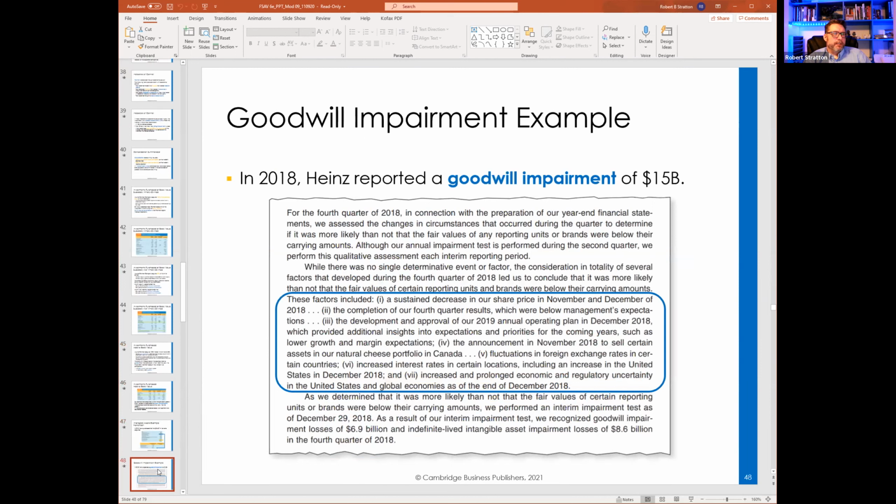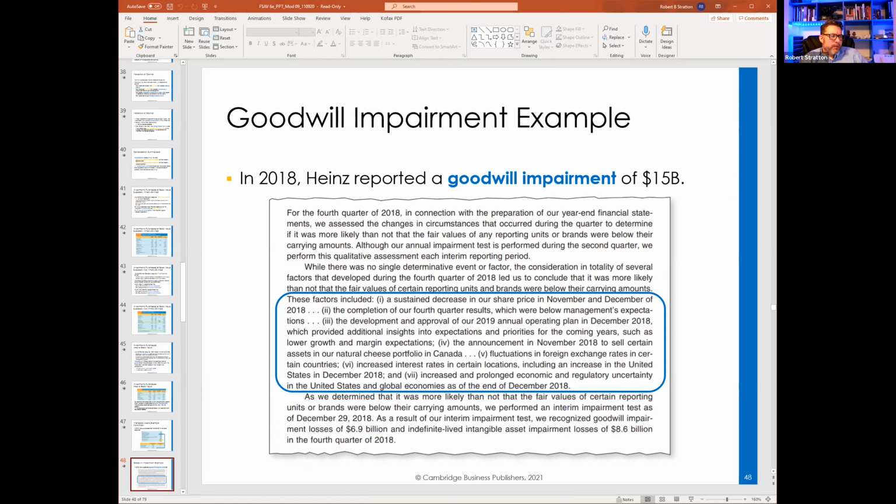Let's see here. Yeah, so here's an example of the impairment that they found in this 10K from Heinz. So Heinz had to realistically account that there was an impairment to one of their consolidated entities. And they had to write down, I think they're the ones that had to write down, like 15 billion on this consolidated entity.